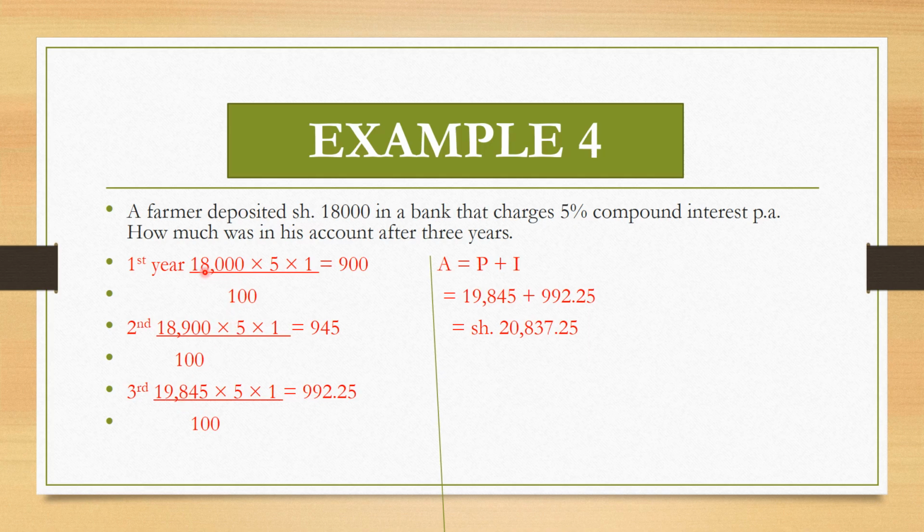So here, remember, I added 18,000 plus 900, and then I came here. This time round, I'm adding 18,900 plus 945 for me to get the principal of the next year. That is the third year. Then I just multiply times 5, which is my rate, times 1 over 100.